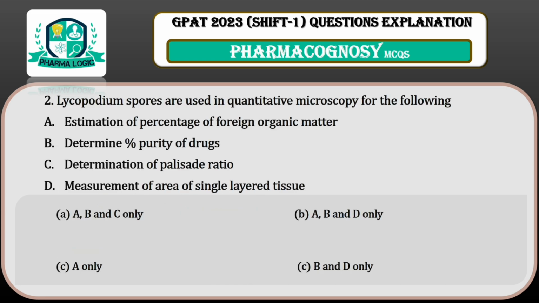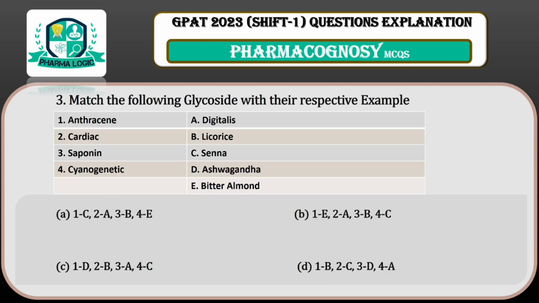Okay. Then solve this question. Estimation of percentage of foreign organic matter. So this is true. Determine percentage purity of the drugs. Correct. Determination of palisade ratio. No, it's wrong. Measurement of area of single layer tissue. Correct. So option B is the correct answer.